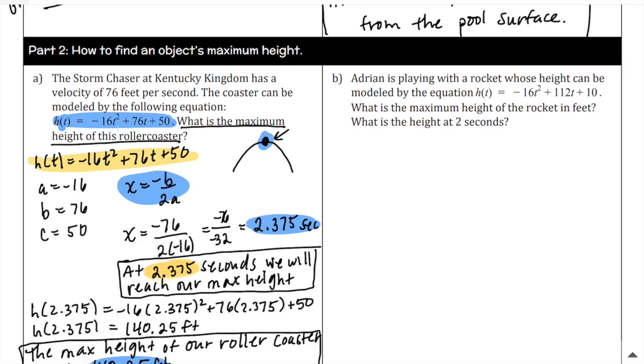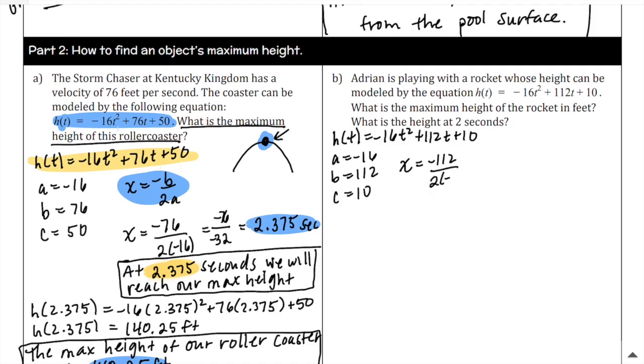So let's get started. I have h of t is equal to negative 16t squared plus 112t plus 10. We know that A is negative 16, B is 112, and C is 10. Let's go ahead and plug that into our vertex formula.